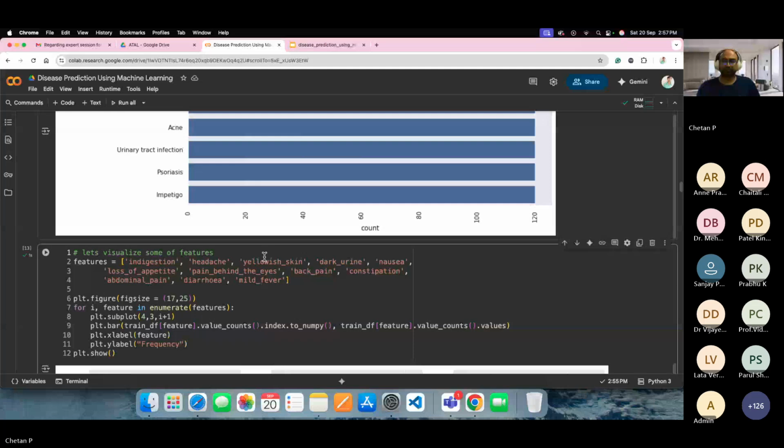We take the feature indication, then total, and again it will give you two values. Coming down, we were checking the redness of the eyes counts and chest pain.